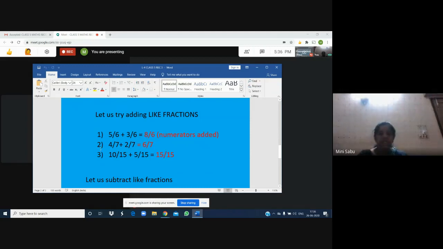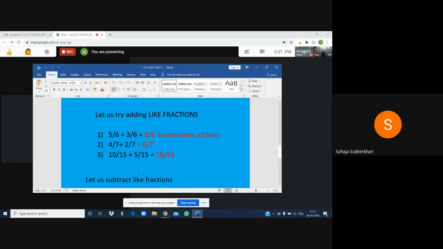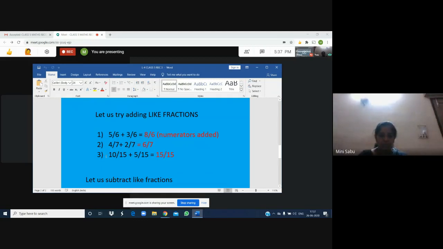Okay. Then second question. 4 upon 7 plus 2 upon 7. Here the denominators are 7 in both the fractions. So they are like fractions and we are going to add them. So what we have to do is add the numerators. 4 plus 2. What is 4 plus 2? 4 plus 2 is 6. 6 upon 7. Are you following, children? Any doubt? No, ma'am. Good. Okay.